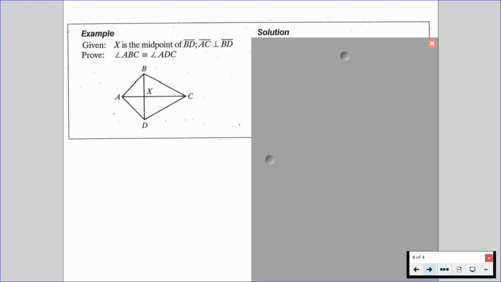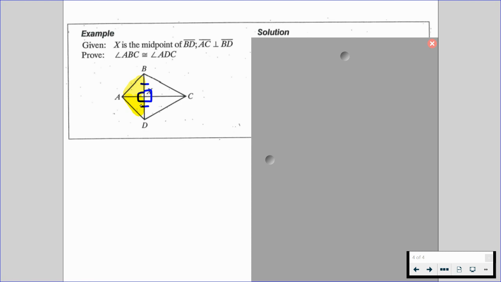So on the example on the left-hand side, we are given that X is the midpoint of segment BD, and we also know that segment AC is perpendicular to segment BD. So we always want to mark up our diagram whenever we can. We know that X is the midpoint of segment BD, so that means that BX is going to be congruent to XD. We also know that segment AC is perpendicular to segment BD, so I'm just going to draw a right angle, but I can really draw a square since all four of those angles are going to be right angles.